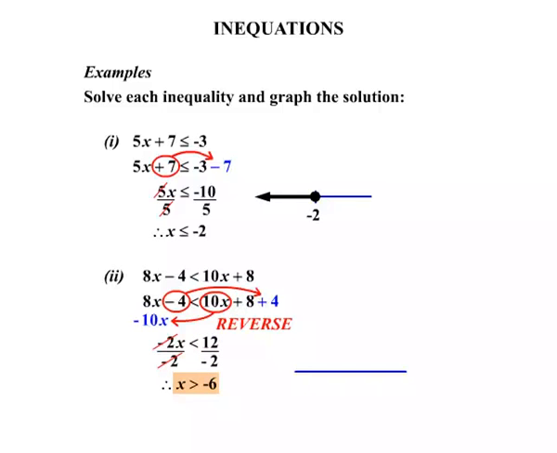We've solved it. Now we need to graph it. So there's our line, negative 6 we're marking. Now this time, because it's greater than negative 6, we leave it as an open circle. We don't include the negative 6. Leave it as an open circle. And it's greater than negative 6, so we need all the numbers to the right of negative 6. Excellent. Well, that concludes our lesson.